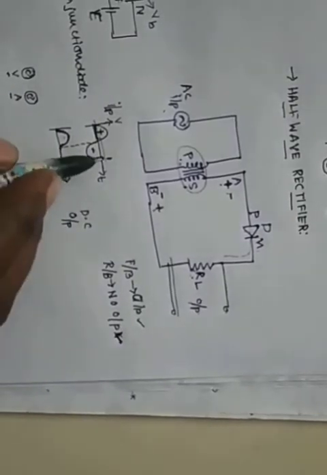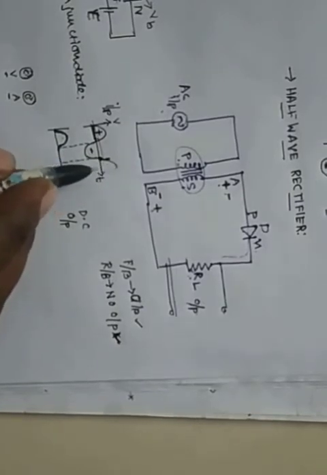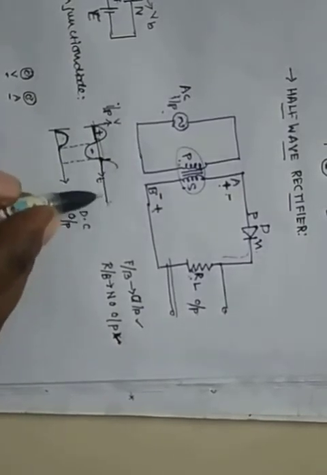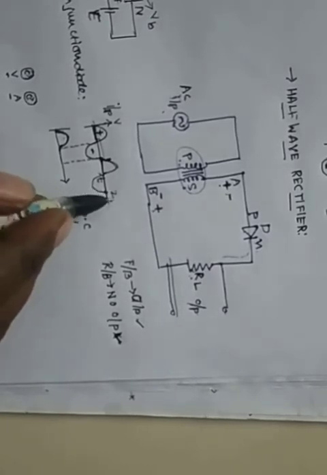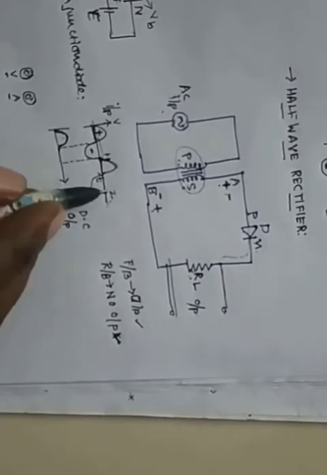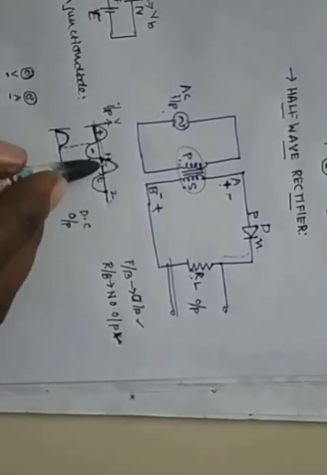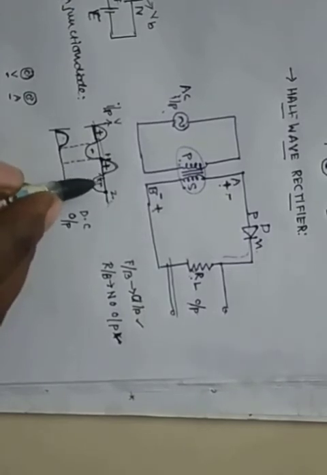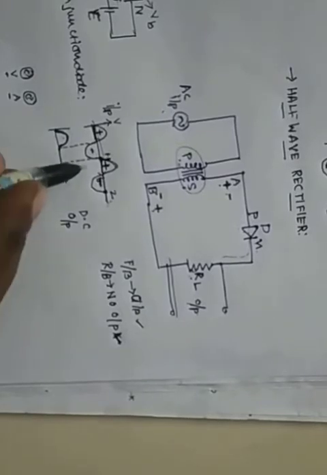Now if we consider the second cycle, this is the second cycle. Up to here, from this to this one, is the second cycle. This cycle again contains a positive and a negative half cycle.